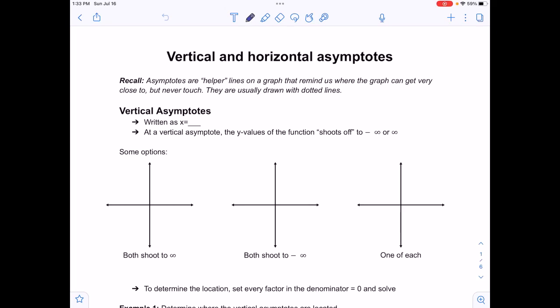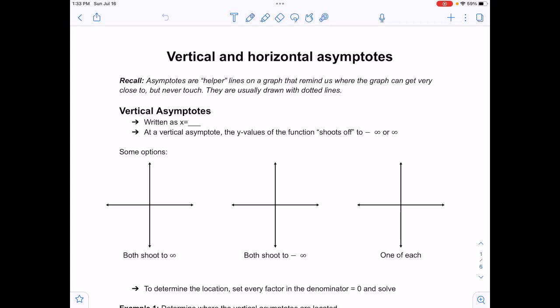All right, in today's lesson, we're going to be talking about vertical and horizontal asymptotes. Recall that asymptotes are helper lines. They're not actually parts of the function, but they are lines that we can use that help us graph them.